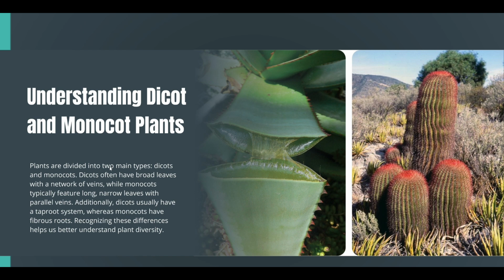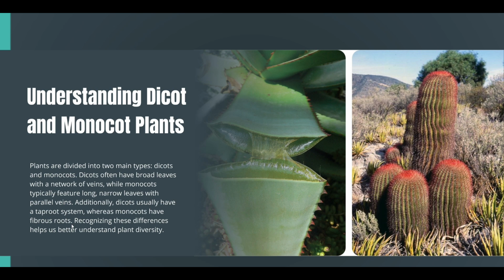Plants are divided into two main types: dicot and monocot. Dicots often have broad leaves with a network of veins, while monocots typically feature long, narrow leaves with parallel veins. Additionally, dicots usually have a taproot system, whereas monocots have a fibrous system.